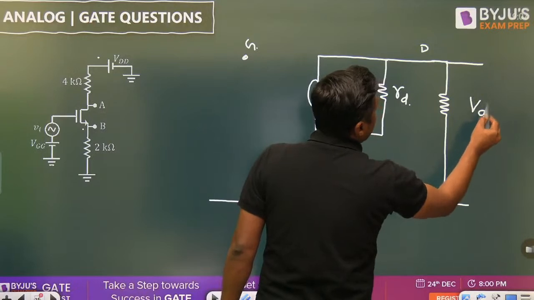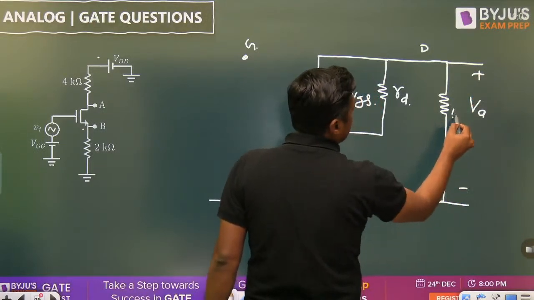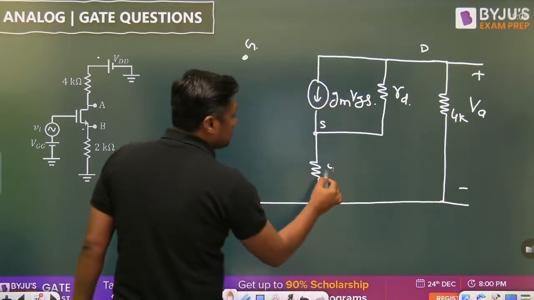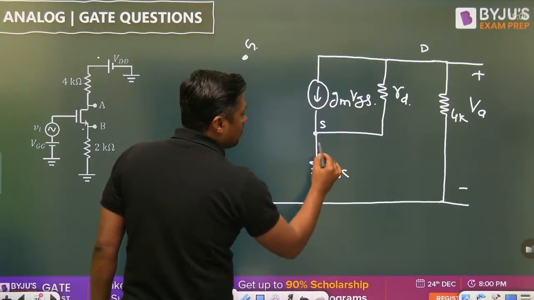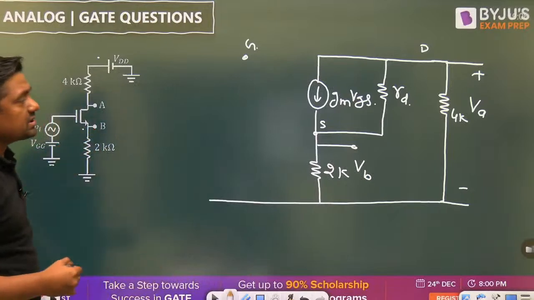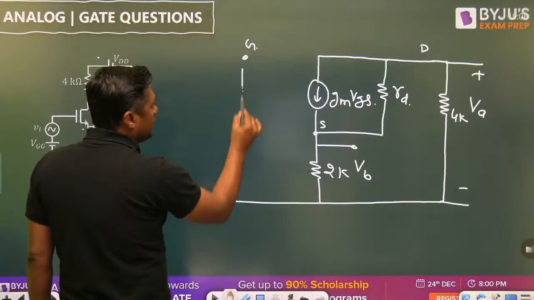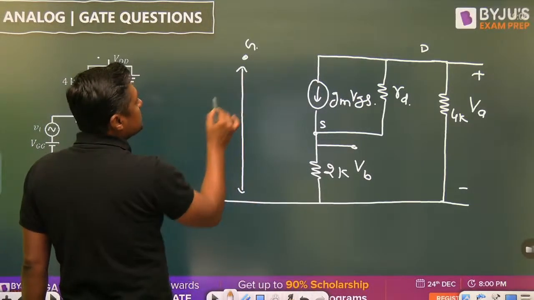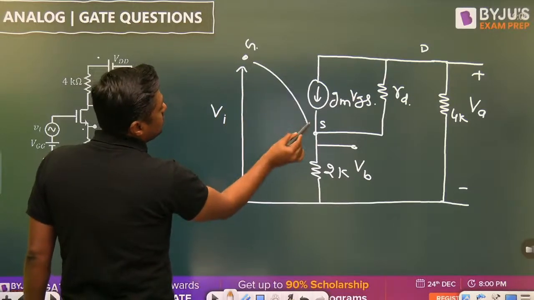This voltage is VA. This is 4 kilo ohm, and this is 2 kilo ohm. And this voltage is VB. At this point it is VB. From this point to this point, VI is connected. And this voltage is called VGS.